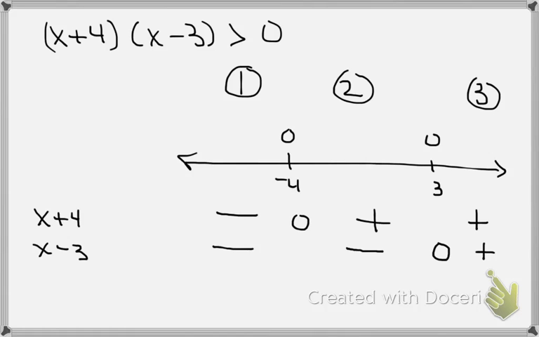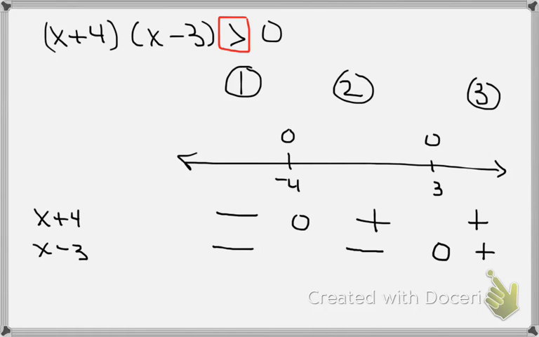So now notice what I've done with these two rows of minus and plus signs. I've determined when each of my two factors are negative and positive. And so my inequality up above is asking me to find all of the x values for which x plus 4 times x minus 3 is greater than 0. So let's see what happens here.